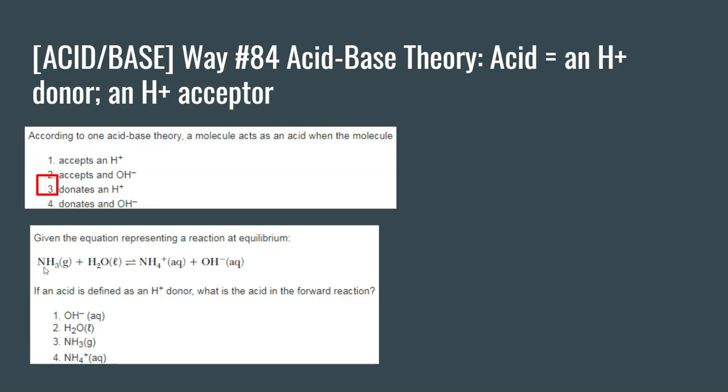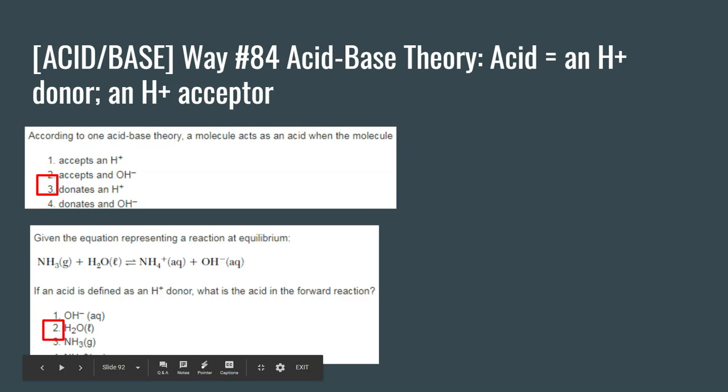Now look at NH3. NH3 goes from being NH3 to NH4. So what happened? Well, one of these hydrogens from water gave it to NH3 in order to become NH4. What are we left with? OH minus. So in this case, the one that's donating the hydrogen to the NH3 is water. So water acts as the acid. Here, ammonia acts as the base because it receives that proton in order to become NH4.